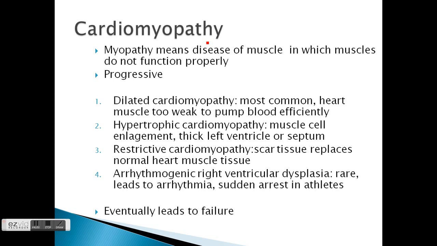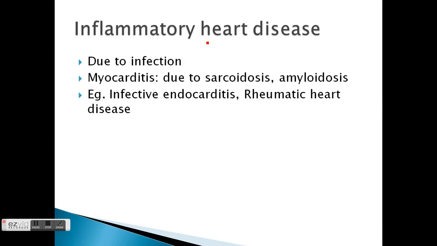Then next we'll see inflammatory heart disease. Inflammatory heart disease mostly happens because of infection. Myocarditis, or the inflammation of the myocardium, happens mostly because of sarcoidosis and amyloidosis. Examples of inflammatory heart disease are infective endocarditis, rheumatic heart disease, etc.